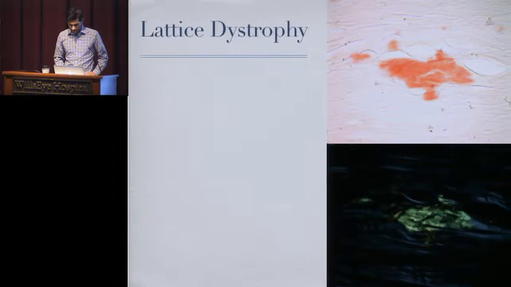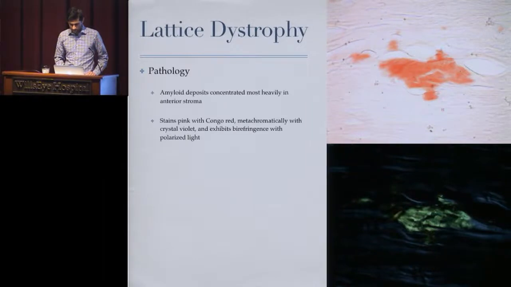As far as path goes, you get amyloid deposits most often in the anterior stroma. It'll stain pink with Congo red, that's the top right. And then it'll exhibit birefringence with polarized light, so it glows green if you look at it under a polarized microscope. So that's the bottom right.